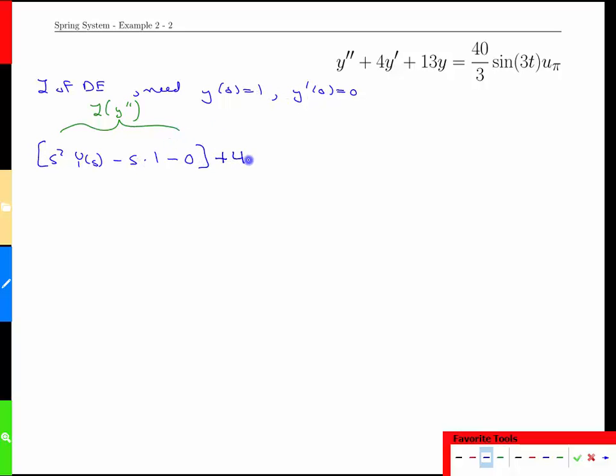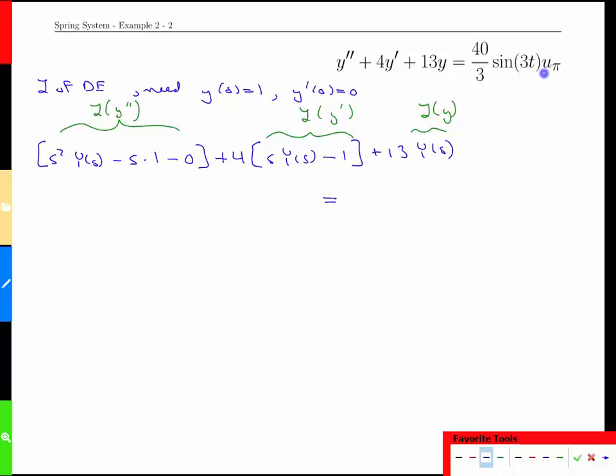Then we'll have plus 4 times the Laplace transform of the first derivative. And that will be a little simpler. It's just s y of s minus the initial condition. And we'll have plus 13 y of s as the transform of y by itself.